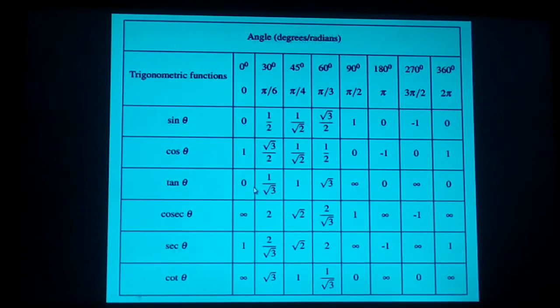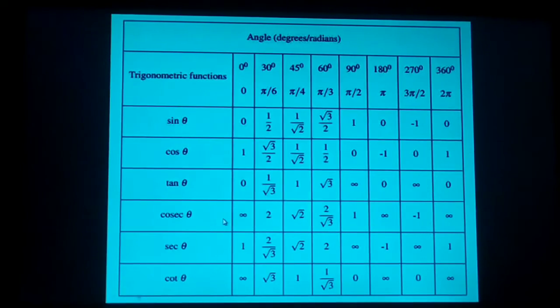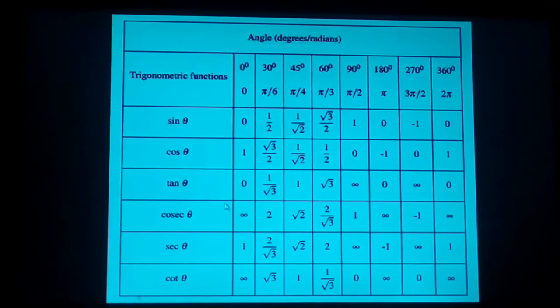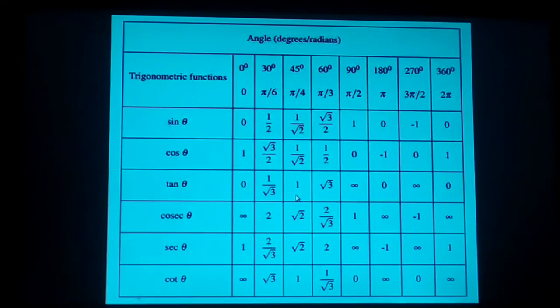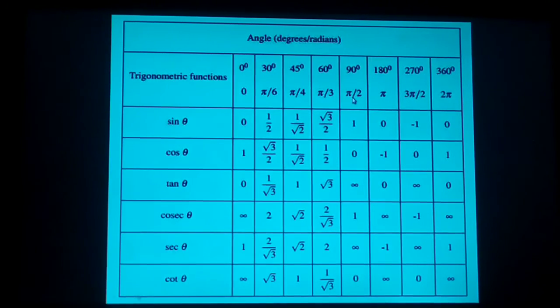So if theta is tan inverse 0, then it is 0. If it is tan inverse 1 by root 3, then it is pi by 6. Tan inverse 1, then it is pi by 4. Tan inverse root 3, then it is pi by 3. And tan inverse infinite, then it is pi by 2. So you have to remember this table.